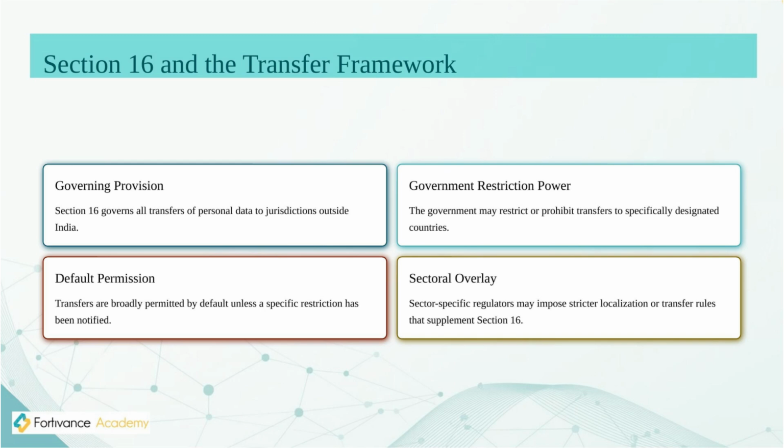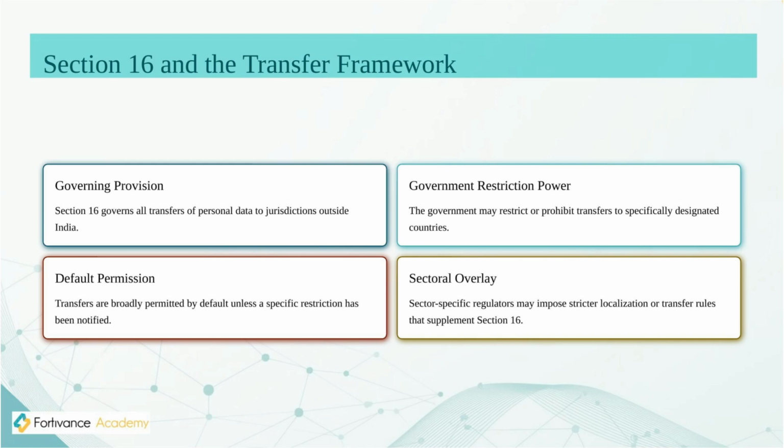Now, this is actually a distinctive approach, and it's worth understanding how it differs from some other models you might know. In some frameworks, like the European one, the default leans toward restricting transfers unless specific conditions or approvals are met. India's approach, under Section 16, is often described as more of a blacklist orientation, meaning transfers are generally permitted except to countries or territories that the government specifically restricts.